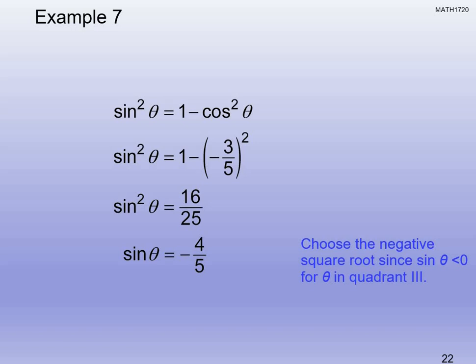Square root of 16 is 4. Square root of 25 is 5. But we have to choose the negative value because we are in the third quadrant. It's very important that we make sure we're keeping track of signs. Even though it may look like it works out positive, we're in the third quadrant. It needs to be negative 4/5.